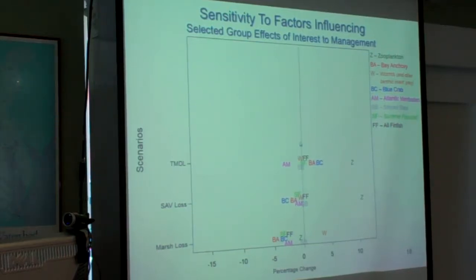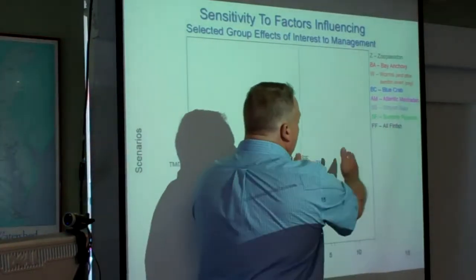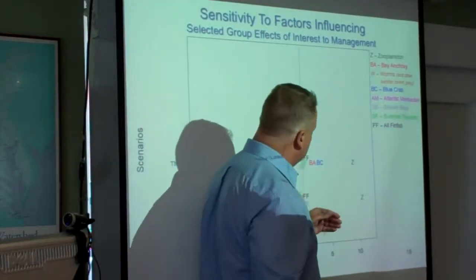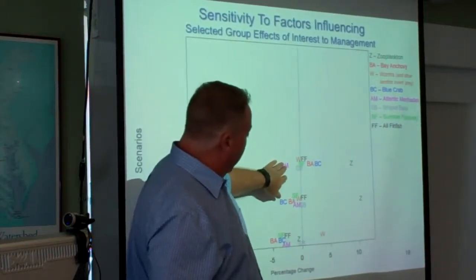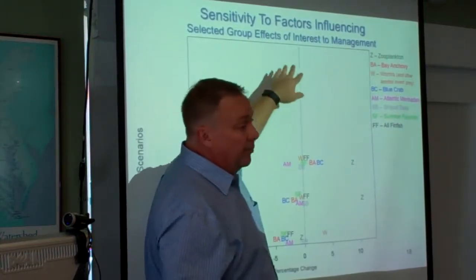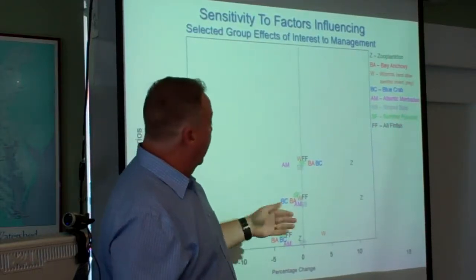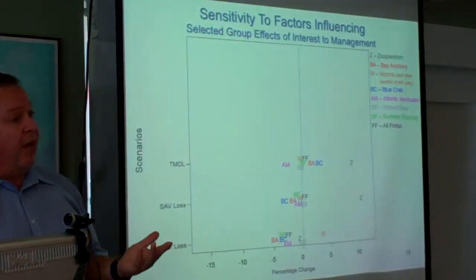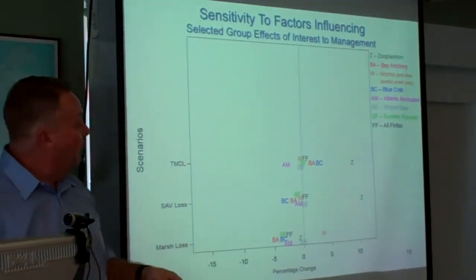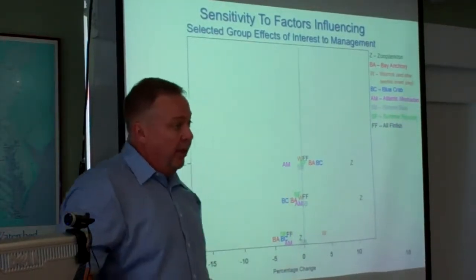When we look at the TMDL, now we're seeing net positive effects. More production with the TMDL conditions, but Atlantic menhaden still on the losing side. But what you're going to see here is Atlantic menhaden is always on the losing side in every one of these scenarios. And a lot of its life history happens outside the bay, and although the bay is important to its life history, it's never a winner in any of these scenarios.